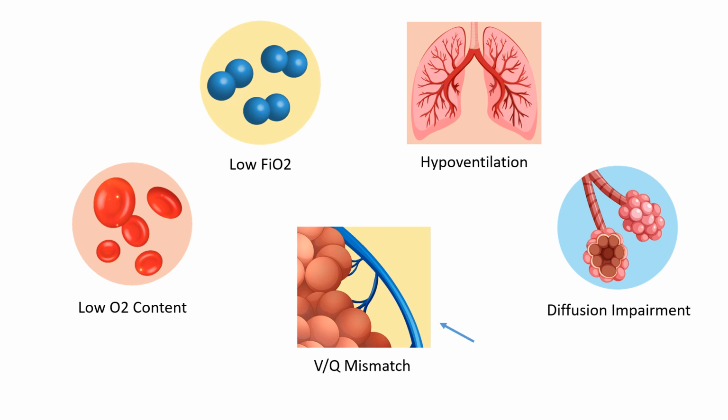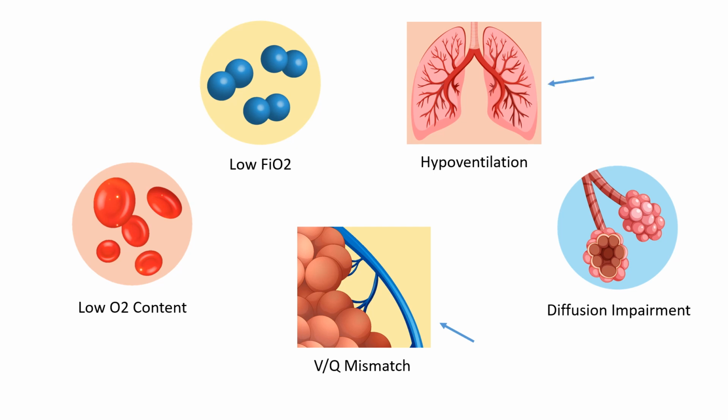VQ mismatch is another term that I think confuses people sometimes. Just know that the V stands for ventilation and the Q stands for perfusion. So in my example, this is VQ mismatch because the blood flow is not getting to the lung. So you've got a low Q and ventilation is preserved. So you've got a normal or a high V.